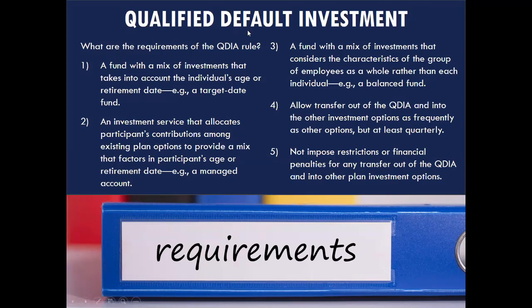So with regard to the qualified default investment, it's got to be a mix of funds, or it can be a mix of funds that takes into consideration age and retirement date. So that's what we call a target date fund. If someone is going to be retirement age roughly around the year 2040, they might pick a target date 2040 fund. Another method for meeting the default investment is if you use a manager, a money manager in your plan.